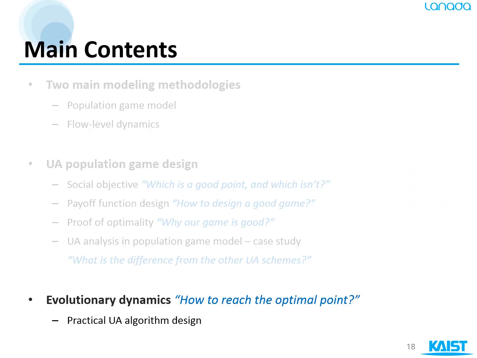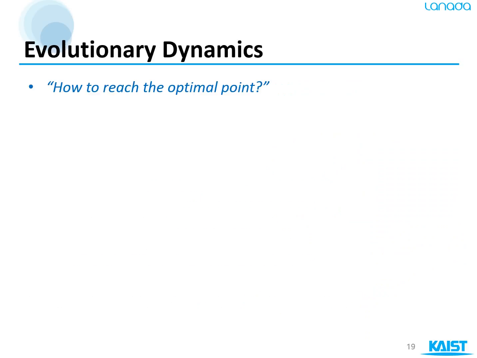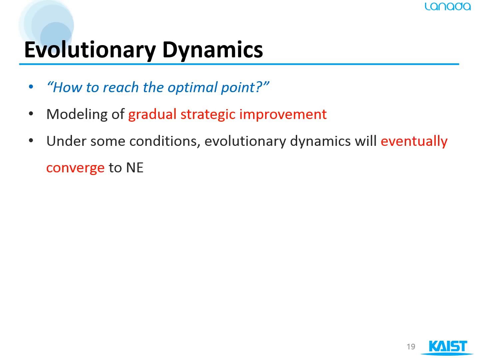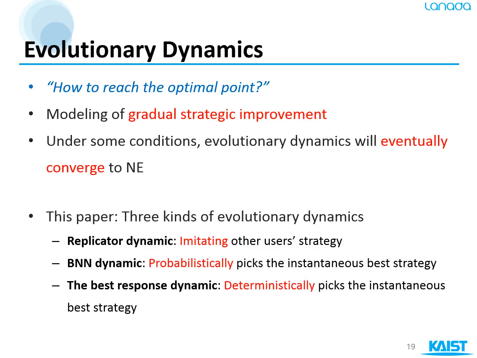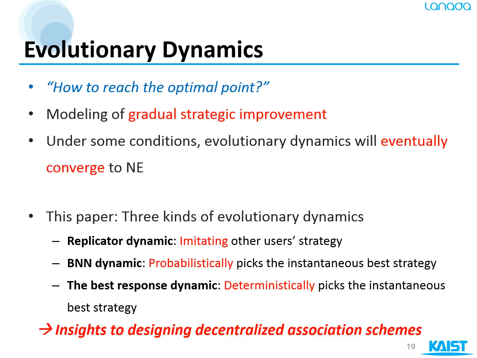Finally, I will briefly explain the concept of evolutionary dynamics to design a practical user association algorithm. The evolutionary dynamics answers the question of how to reach the optimal point. The evolutionary dynamic is the modeling of gradual strategic improvement. Under some conditions, evolutionary dynamics will eventually converge to Nash equilibrium. And in this paper, we introduced 3 kinds of evolutionary dynamics: replicator dynamic, BNN dynamic, and the best response dynamic. These evolutionary dynamics provide an insight to design decentralized association schemes.